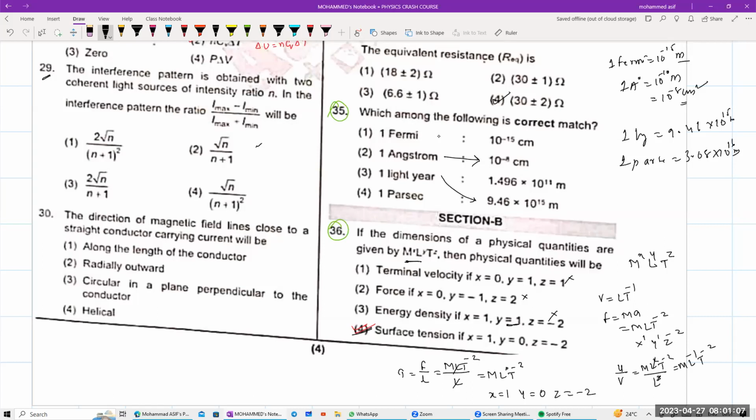Direction of magnetic field lines close to a straight conductor carrying current will be: along the length of the conductor, radially outward, circular in the plane perpendicular to the conductor, helical. देखो, the direction of the magnetic field lines close to the straight conductor carrying current. ये देखो, ये straight conductor carrying current है, तो इसमें magnetic field lines इस तरह से बनेंगे basically. So it will be circular in the plane perpendicular to the conductor. That will be the best option for this.